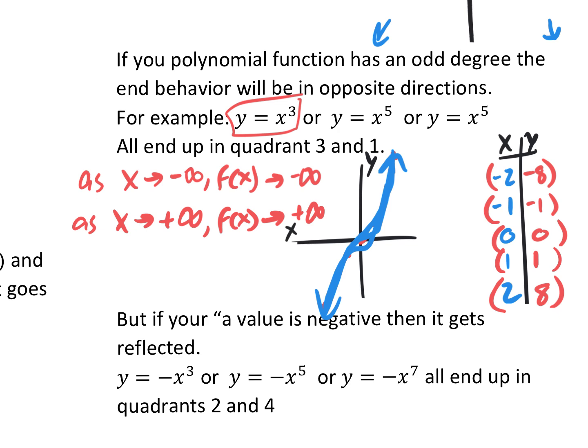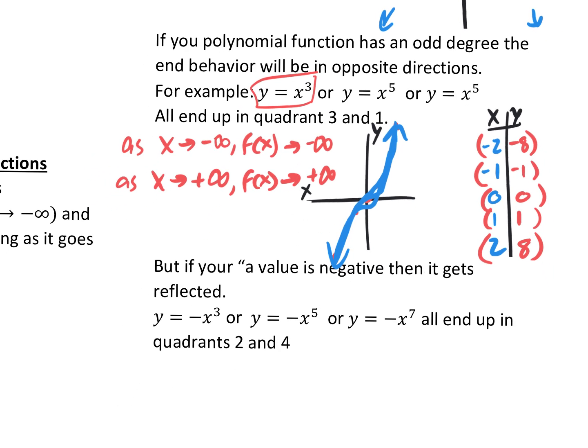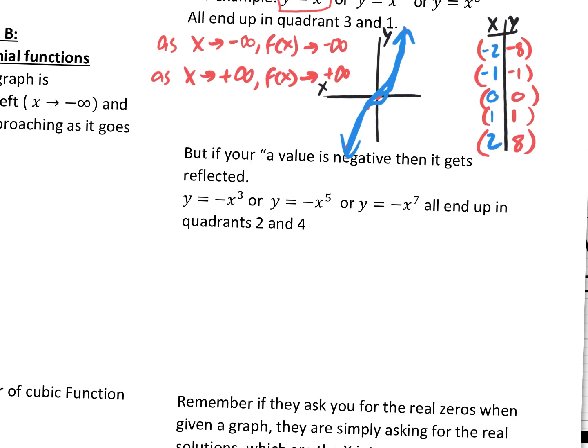Okay. Now, those are all with the a value of 1. If you change them to -1, then it would just reflect over the x-axis like that. So it would be like this. Instead of down here and up there, it's going to be up here and down there. So the end behavior as x approaches negative infinity, f of x approaches positive infinity. As x approaches positive infinity, f of x approaches negative infinity.